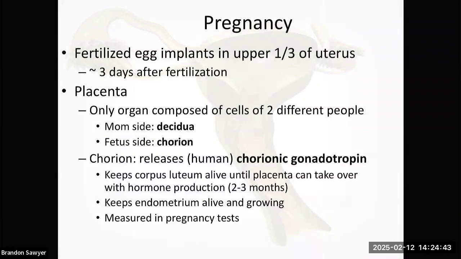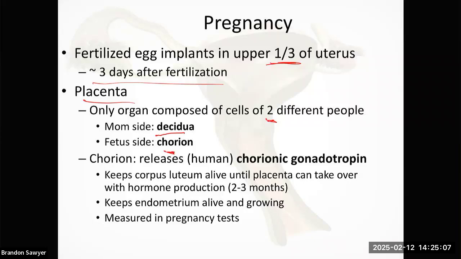Let's talk just briefly about pregnancy. Okay, so the fertilized egg is going to implant itself up in the upper 1/3 of the uterus typically. It's typically about 3 days after it gets fertilized. So it takes a while to make it down there. Okay, the placenta is the only organ in the body that's composed of 2 different people. And so the mom side of that is called the decidua. The baby side of that is called the chorion.